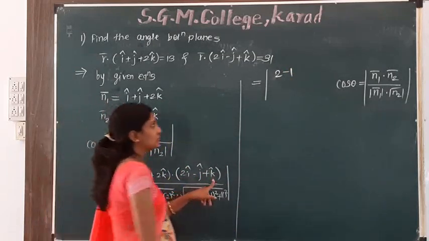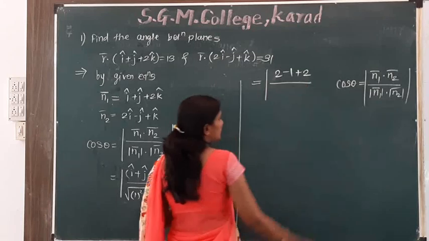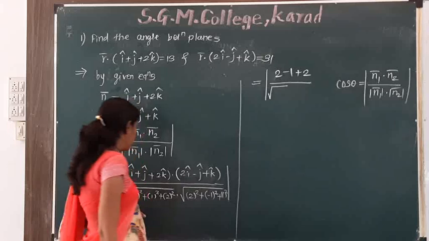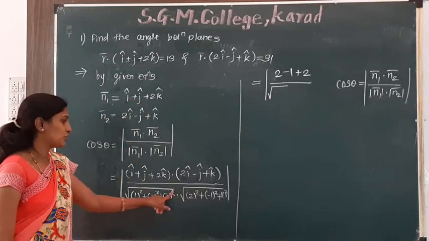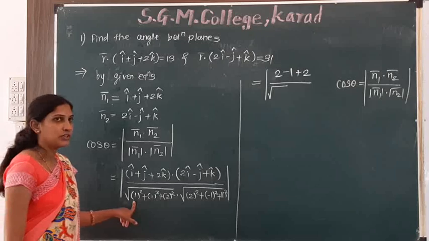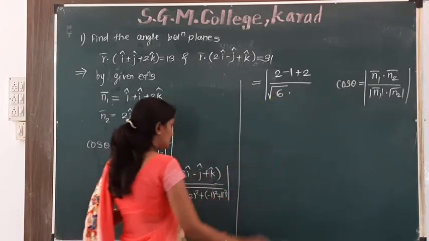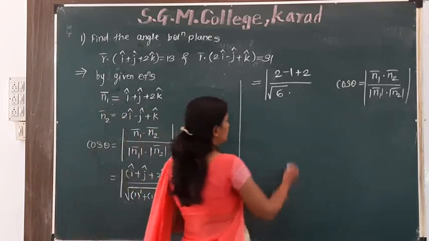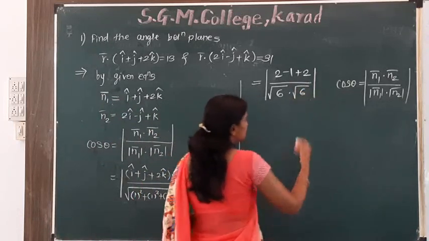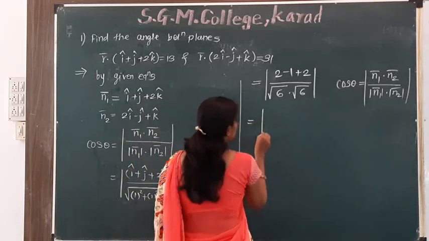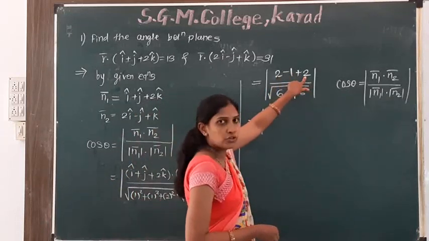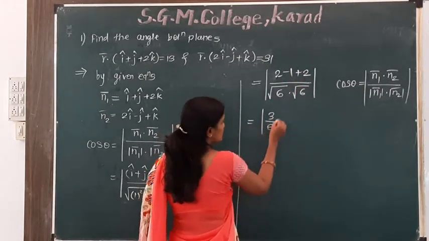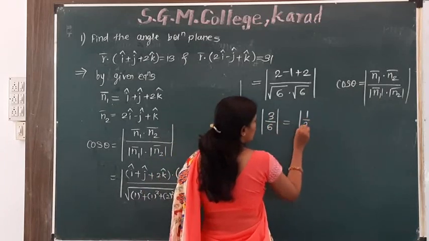2 into 1, plus 2, divided by, here root of 1 square is 1, 1 square is 1, 2 square is 4. 4 plus 1 plus 1, which is root 6, into, here 4 plus 1 plus 1, which is root 6. So 2 plus 2 is 4, 4 minus 1 is 3, 3 divided by root 6 into root 6, which is 6, which is equal to mod of 1 by 2.